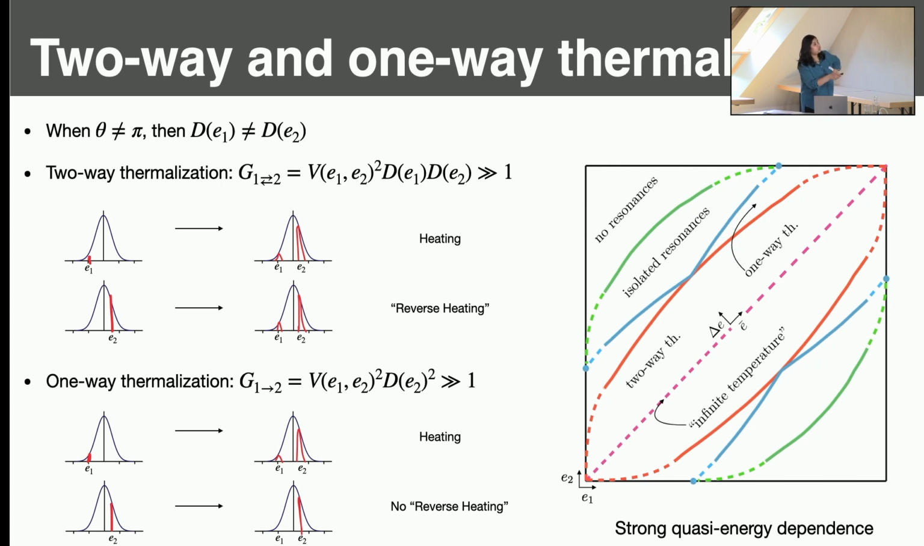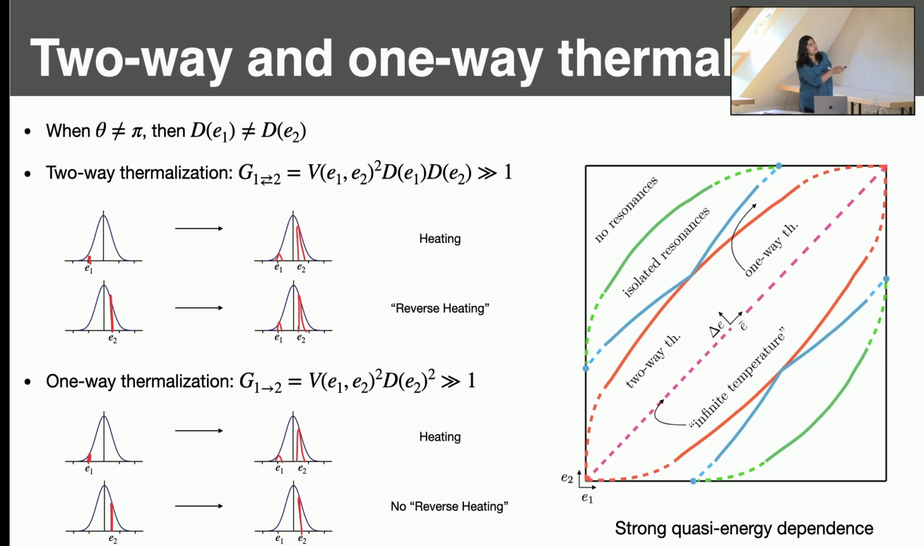But then there's a weaker condition for just one-way heating, which is when you get this forward heating process, but you don't have reverse heating, okay? So this is not allowed. If you start with some high temperature state, it just remains a high temperature state, okay? And that defines these other wedges here. When you have theta equals pi, you don't have this distinction between one-way and two-way because the density of states at E1 and E2 are the same, and that's this particular cut through the phase diagram where the blue and red curves meet, okay?